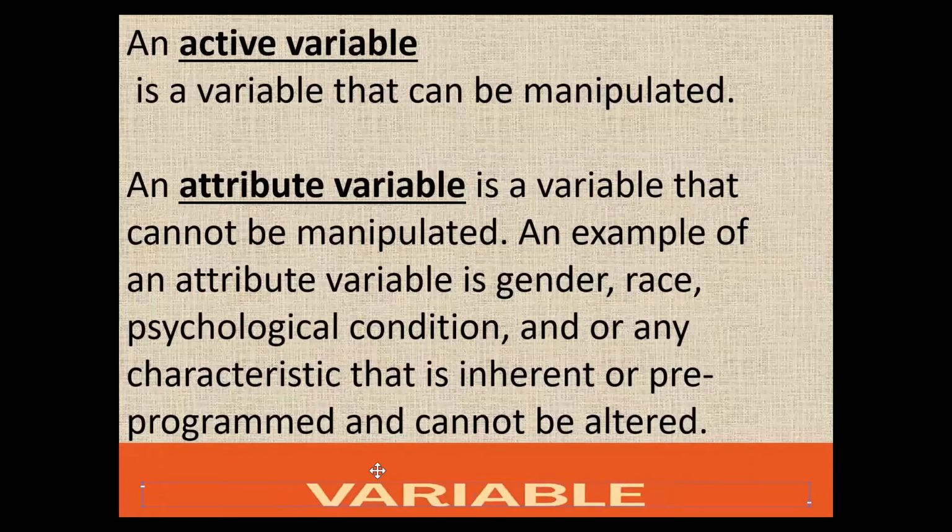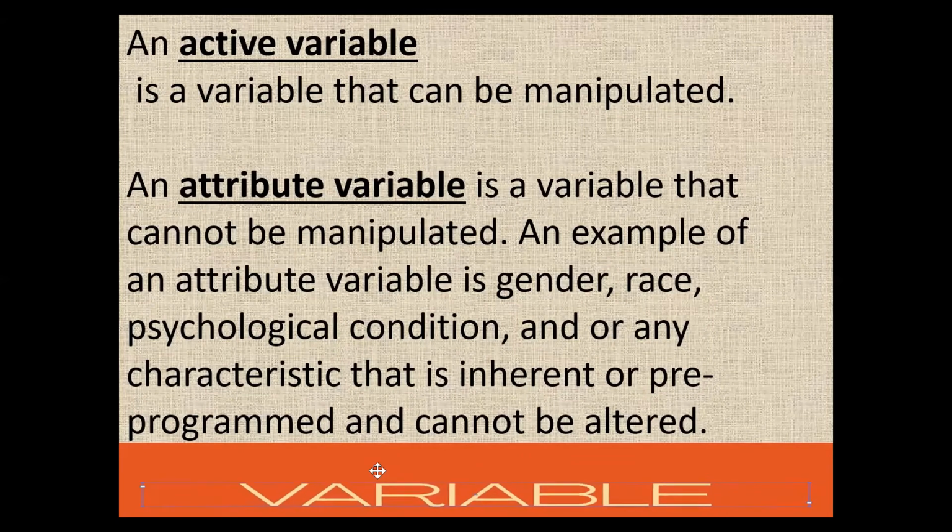Next variables are active variables and attribute variables. An active variable is a variable that can be manipulated, while an attribute variable is a variable that cannot be manipulated. Examples of attribute variables are gender, race, psychological conditions, and any characteristic that is inherent or pre-programmed and cannot be altered. Examples of active variables can be anxiety or motivation, level of motivation. These variables can be manipulated, while gender cannot be manipulated.